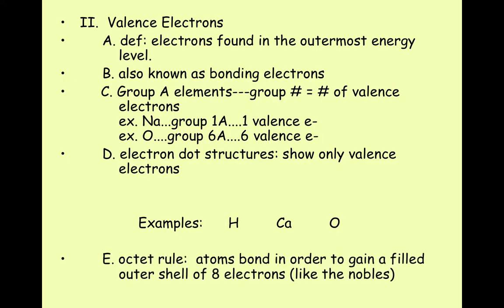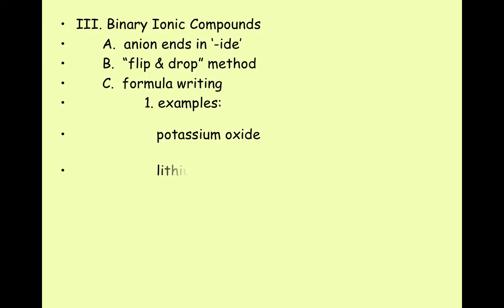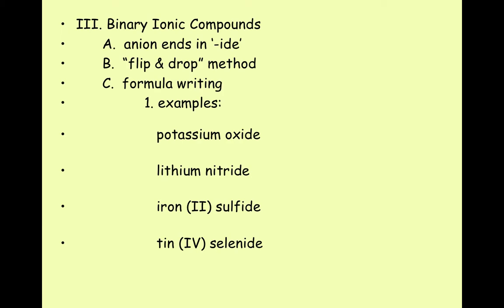And so the octet rule tells us that atoms are going to bond in order to gain a filled outer shell of electrons, 8 electrons. We covered this very well in the last unit, really the last couple of units. So now we're going to look at binary ionic compounds. These will be the easier compounds for us to work with. There'll be some harder examples that we'll do tomorrow.